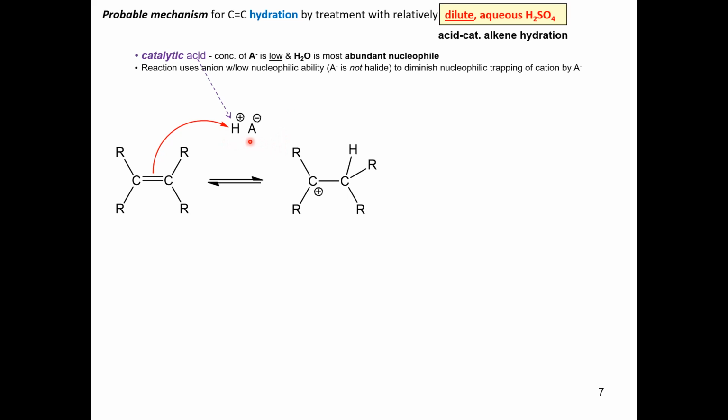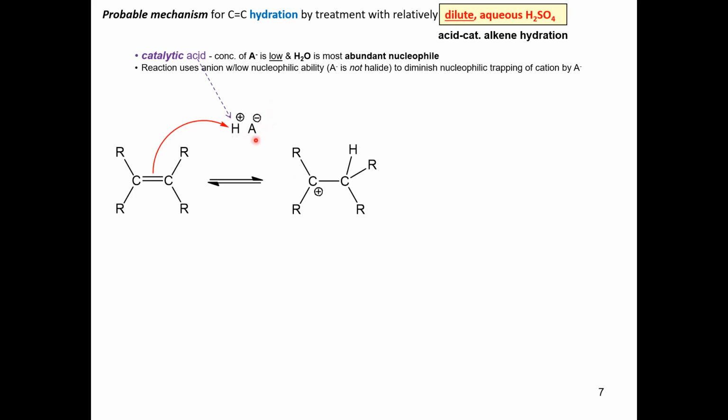A catalytic amount of acid is used, so the molar amount of this acid is relatively small compared to the number of moles of alkene that are present. The alkene is protonated and you form a carbocation. The carbocation can then be trapped by a nucleophile.